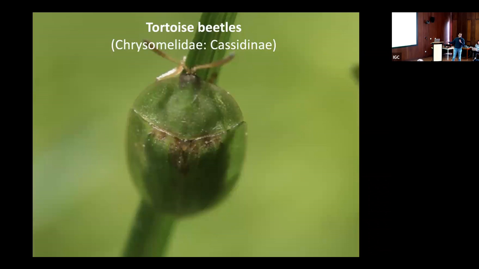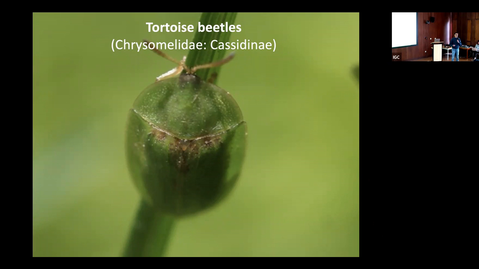The model that we use towards answering these questions is the tortoise leaf beetle model. This is a subfamily of herbivorous beetles that belong to the Cassidini. Cassidines, or tortoise beetles, are charismatic for a variety of reasons, but we find them very compelling from a microbial ecology standpoint because of the simplicity of their microbiome.